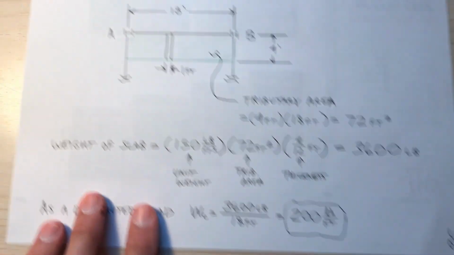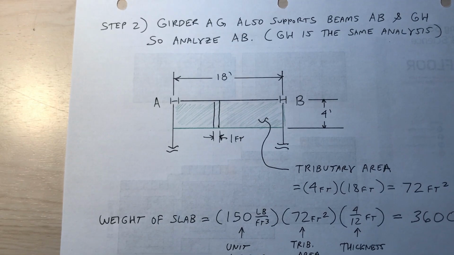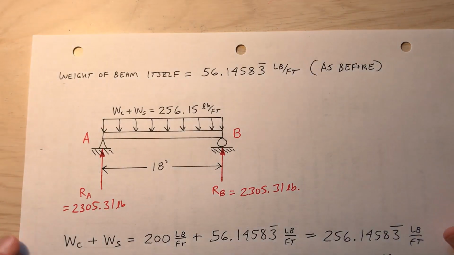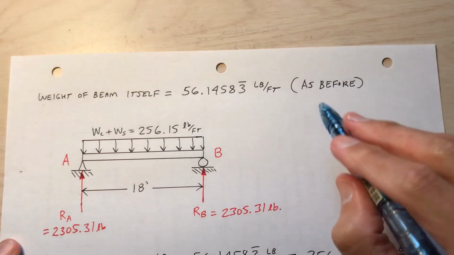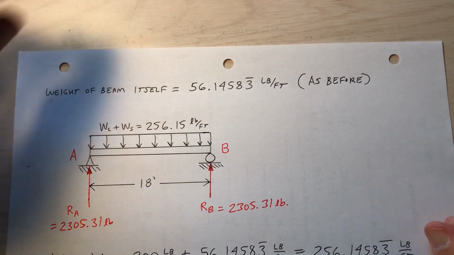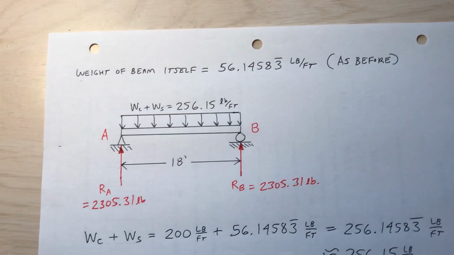Okay, now I need the weight of beam AB, the weight of the steel beam. It's the same steel beam that CD was, so it'll actually be the same weight, the same distributed load that I calculated previously. So now analyze beam AB. The weight of the beam itself, same as before, about 56 pounds per foot. It's the same size beam, so I don't have to do that analysis over again.